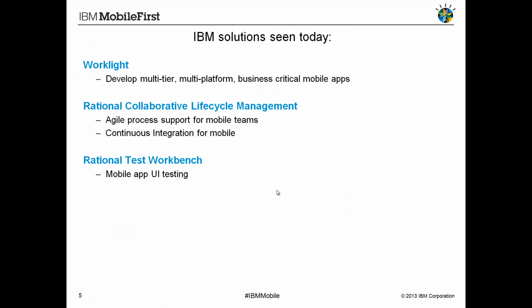So what you've seen today, we showed a little bit of IBM Worklight to develop the multi-tier, multi-platform application. We looked at the Rational Collaborative Lifecycle Management Solution, in particular Rational Quality Manager and Rational Team Concert, and then used Rational Test Workbench as the automation engine for testing the mobile app UI.